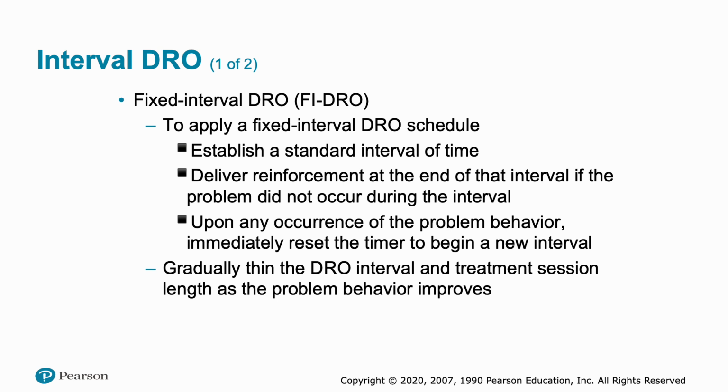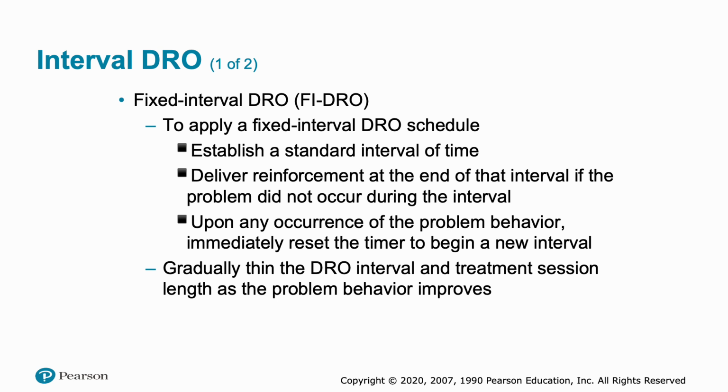Now, let's say that the problem behavior does occur. If the problem behavior occurs, then you're going to go ahead and stop your timer. You are not going to deliver reinforcement, and you're going to reset your timer to a 1 minute interval again. And you're going to basically wait for another opportunity where there's a full 1 minute interval without the problem behavior so you can deliver reinforcement.